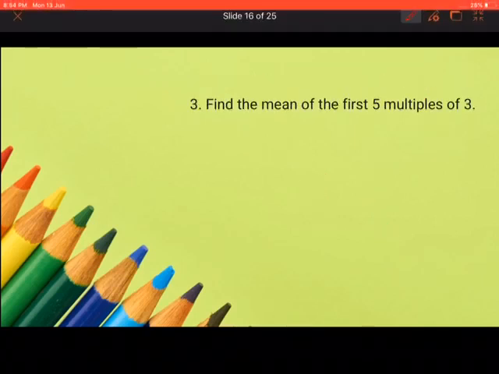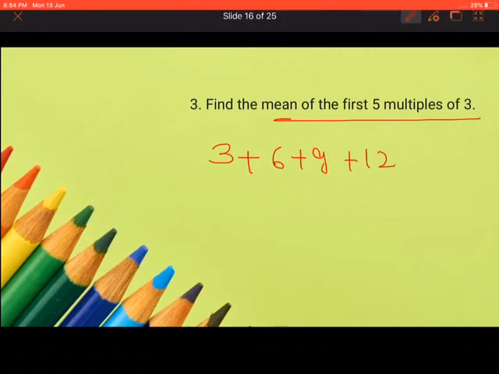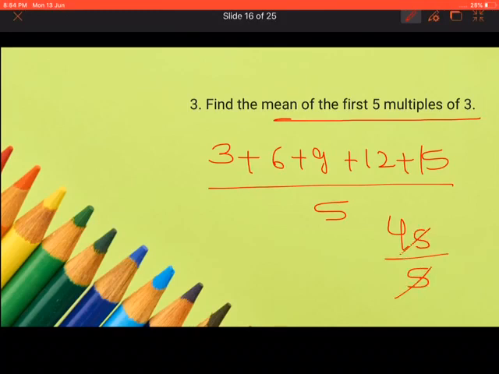Now the next question is: find the mean of the first 5 multiples of 3. Very easy. This will be 3 plus 6 plus 9 plus 12 plus 15 upon 5. Now you just have to total the value. If you total it, you will get the result as 45. So it will be 45 by 5, which is nothing else but 9. So the right answer is 9.